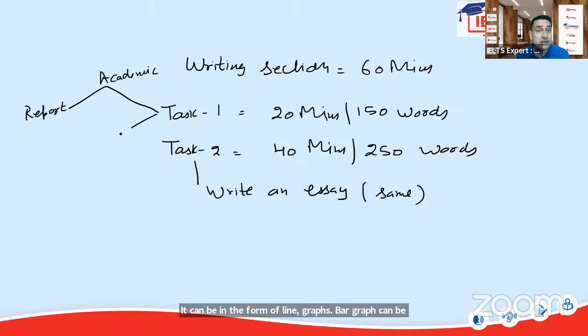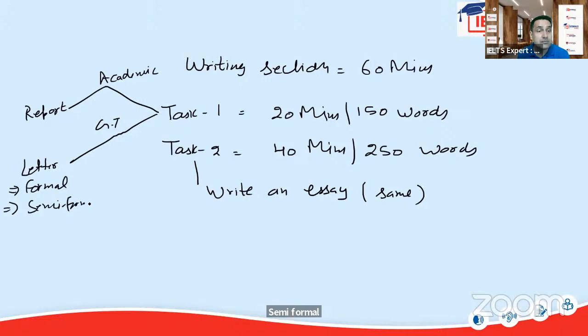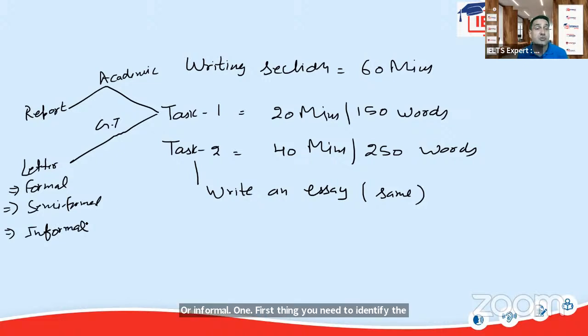General training task 1, this would be like, someone applying for PR, you need to write a letter. You'd be given a topic, and it can be formal, semi-formal, or informal one. First thing you need to identify, the topic is formal, semi-formal, or informal one. Academic task 1 would be drafting a report. The task 2, write an essay, and this is what we're going to discuss.